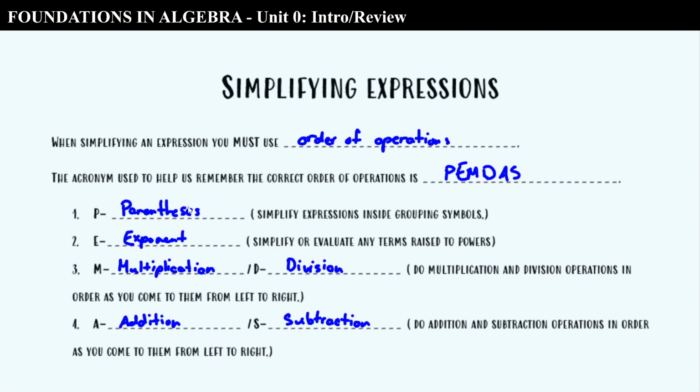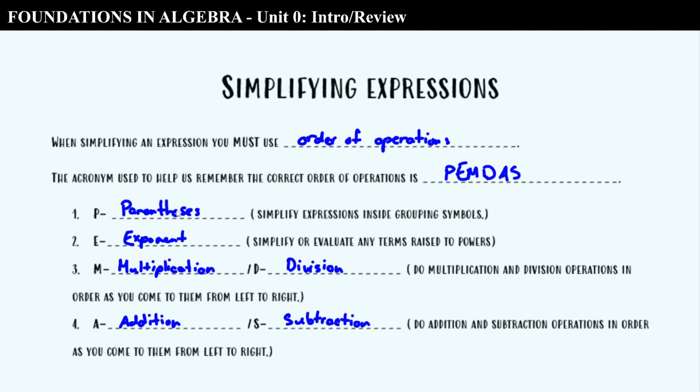You're going to do everything that's in the parentheses first, anything that's inside grouping symbols. It may be parentheses, it may be brackets. Then you're going to evaluate any terms that are raised to a power. Then you're going to multiply and divide, starting from the left and going to the right, whichever you come to in whatever order it is. And then addition and subtraction you will also do from left to right.